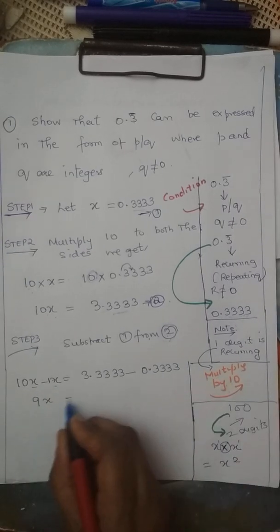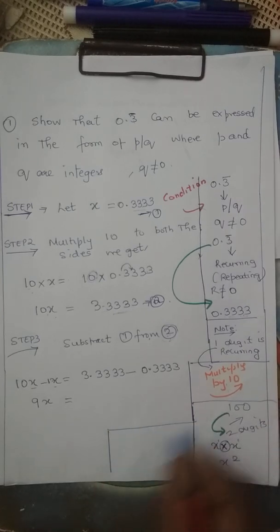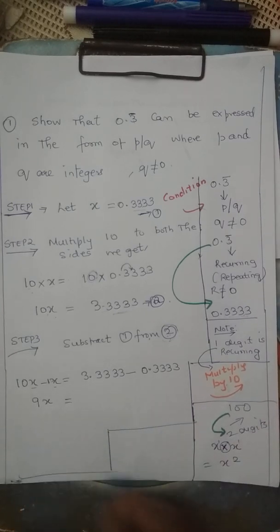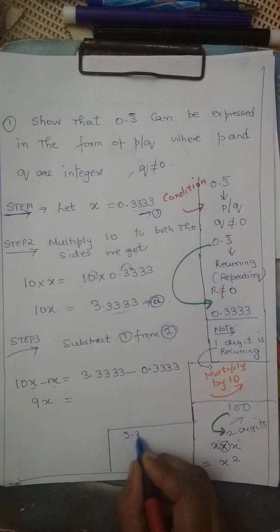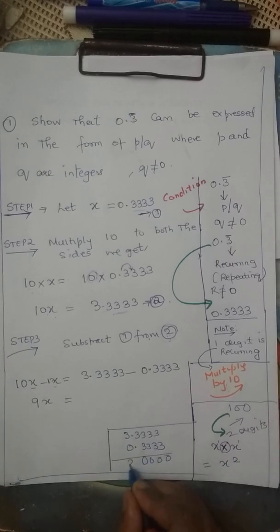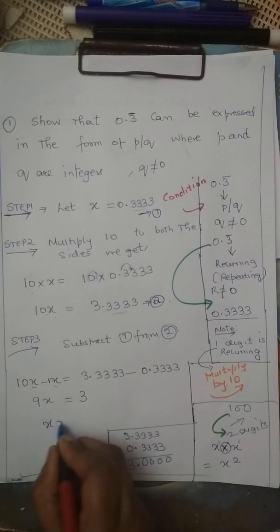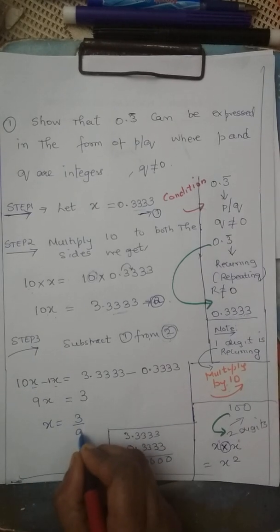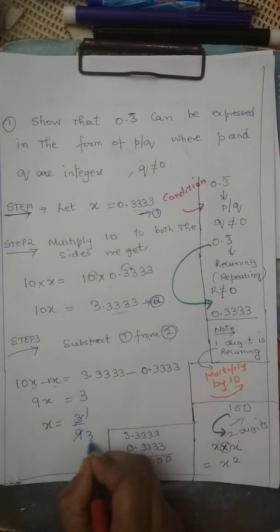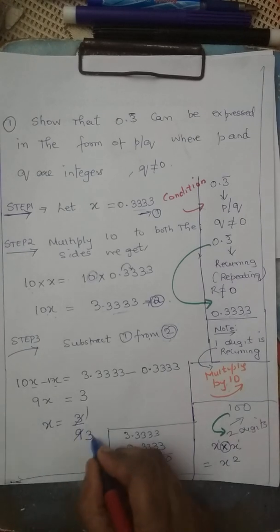Now, tell me, let's do this calculation here. What is 3.3333 plus 0.33? This full thing will become 0. What will remain? 3. So, x is equal to 3 upon 9. We cancel. So, x is equal to 1 upon 3.